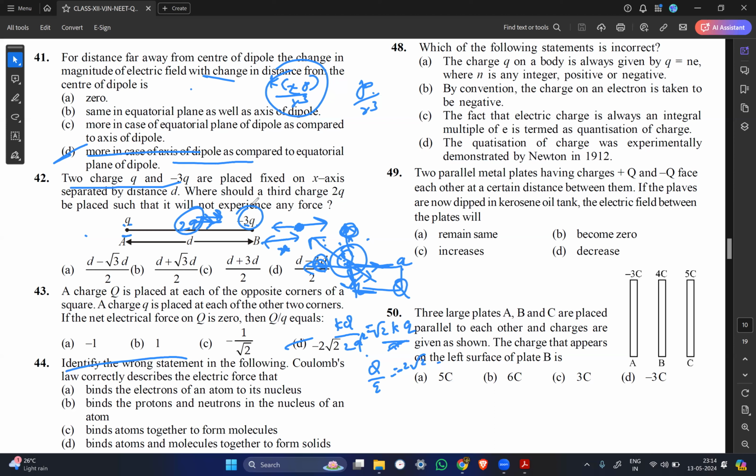And 44, identify the wrong statement, right? Coulomb's law correctly describes the electric force that binds electrons of an atom to its nucleus, correct. It binds the protons and neutrons in the nucleus, no. Binds atoms together to form molecules, no. Binds atoms and molecules, this is the wrong one actually. You go ahead. 45th.